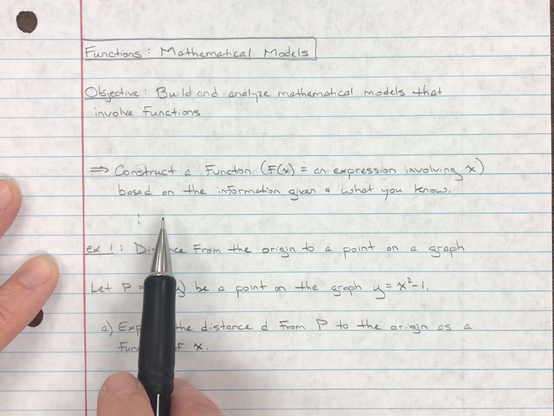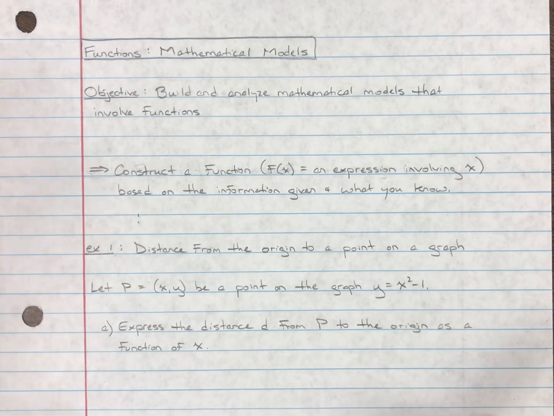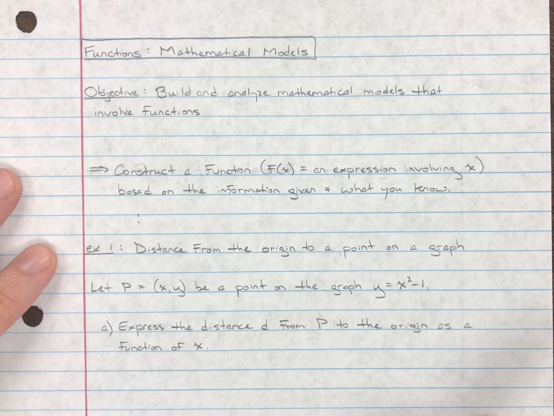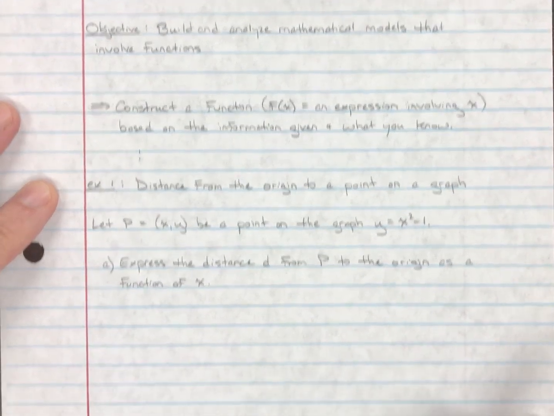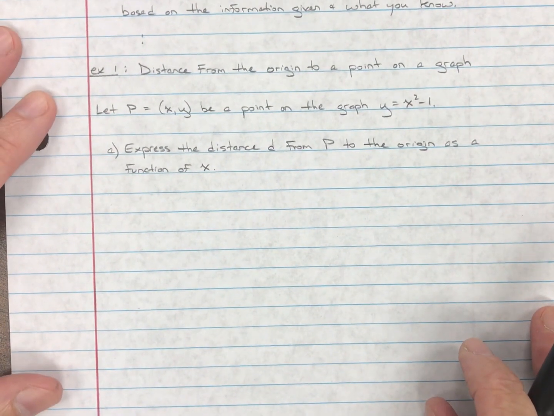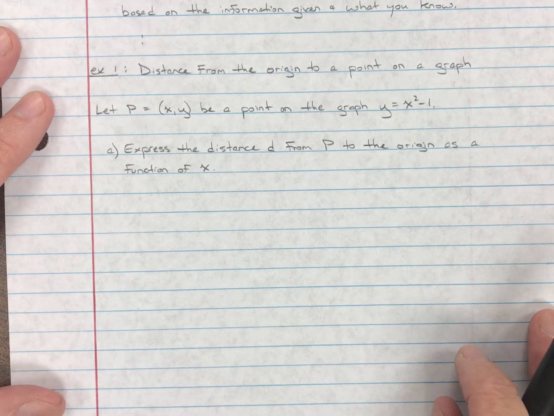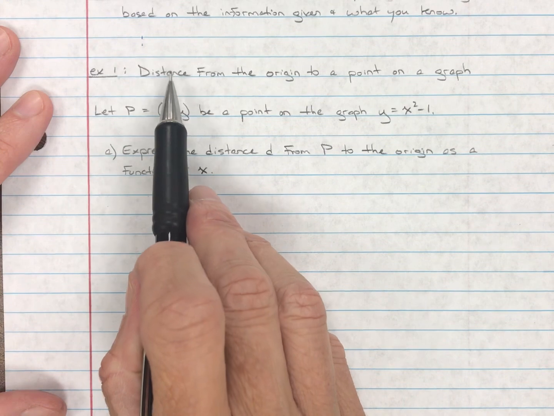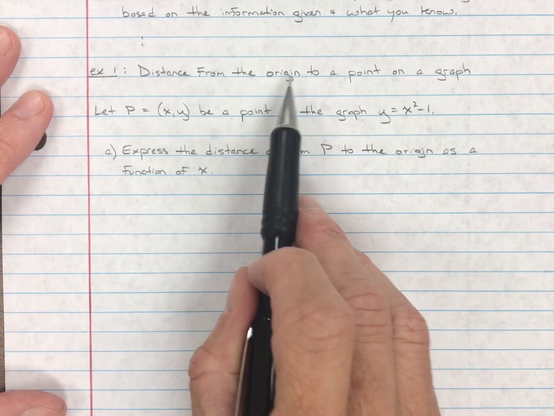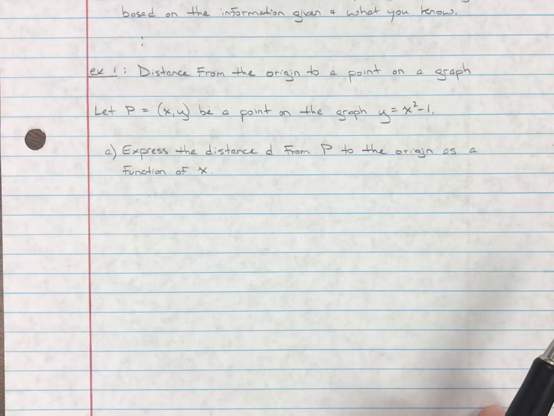And then we're going to use that function to ask some questions. I'm going to do 3 examples of this, which I think is probably the best way to go through this and talk about what I'm thinking about as we construct these mathematical models. Example 1: we're going to describe the distance from the origin to a point on a graph.